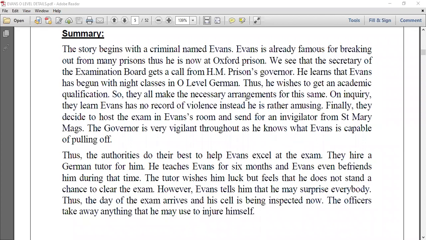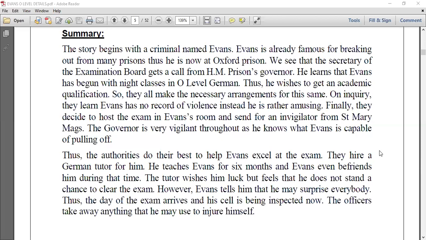He learns that Evans has begun night classes in O-level German, evening classes for the O-level German examination, right? Thus, he wishes to get an academic qualification. He intimated that he got permission, that means consent, from the governor, and he started to learn. So they all make the necessary arrangements for conducting the examination when he completes his course.